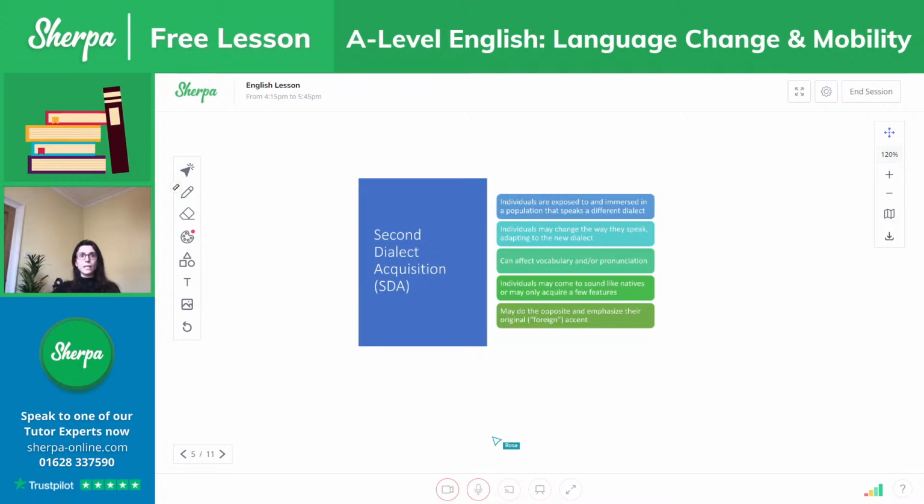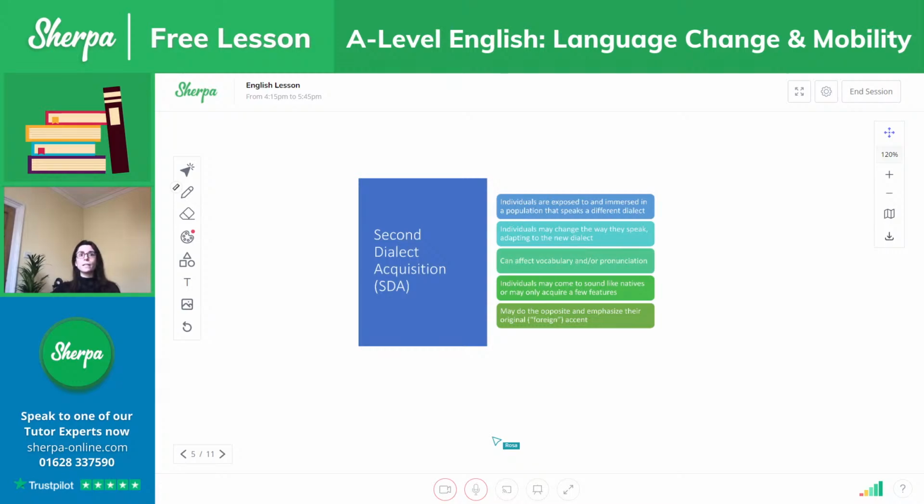So in second dialect acquisition, individuals are exposed to and immersed in a population that speaks a different dialect. And this can be related to geographical mobility, because if you move from one place that speaks one dialect to another place that speaks a different dialect, you're surrounded by people who speak differently than you. And so in reaction to this, some individuals might change the way they speak, where they adapt to the new dialect.